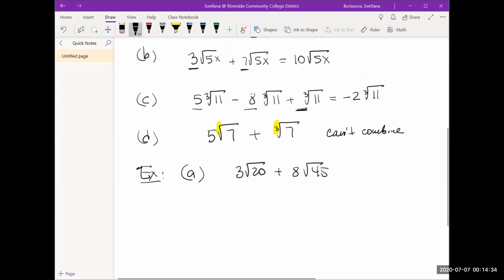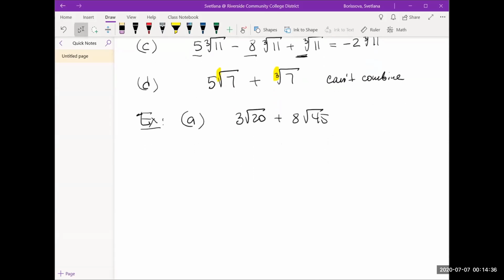I need to add, but as I look at these two radicals, even though they're both square roots, I can see that they're different numbers inside the radicals. So at this point, I cannot combine them because I have 20 in one and 45 in the other. So when that happens, before you just say they cannot be combined, check if one or the other or both of them can be simplified. And that's what you did last week.